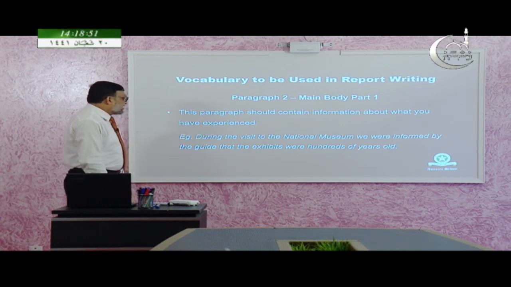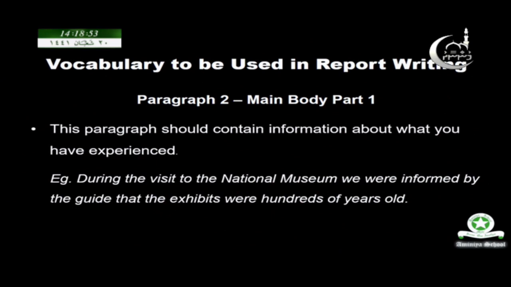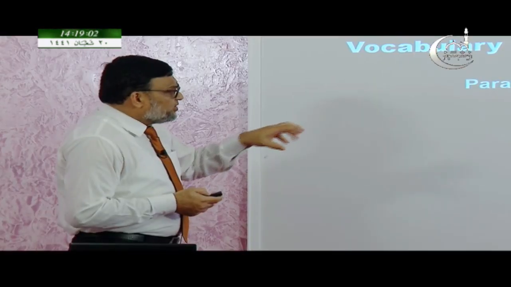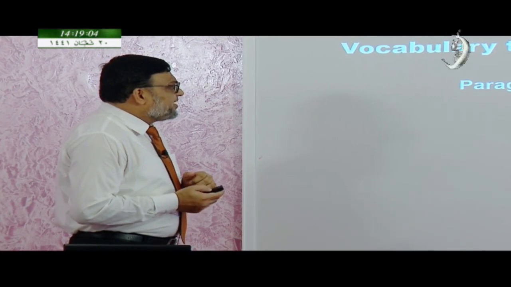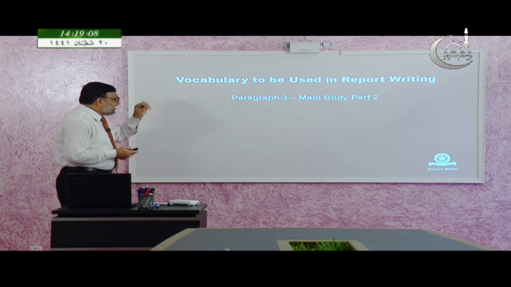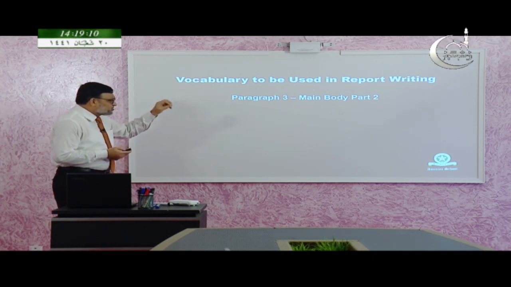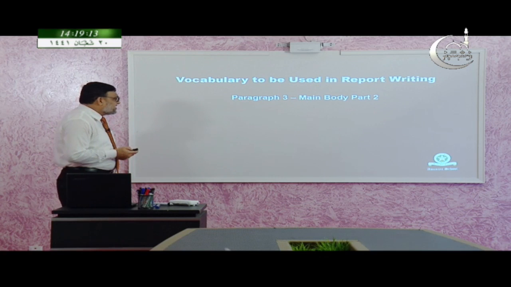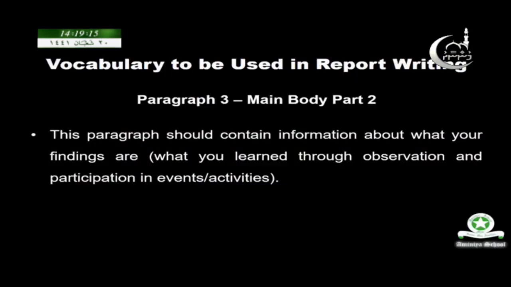During the visit to the National Museum, we were informed by the guide that the exhibits present there were hundreds of years old. So, this is how you have to present in paragraph 3, main body. Paragraph 2 also, paragraph 3 also, the main structure is there. So, you have to see what is presented. This paragraph should contain information about what your findings are.